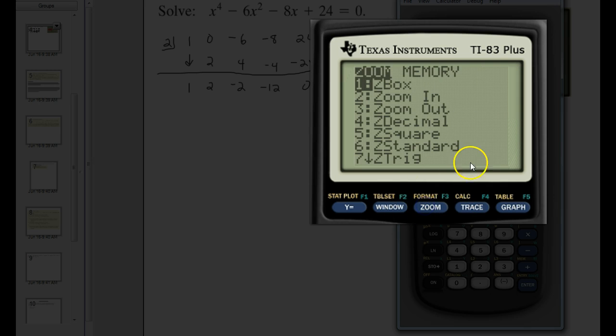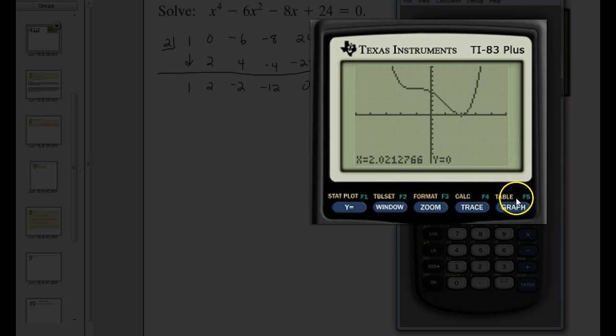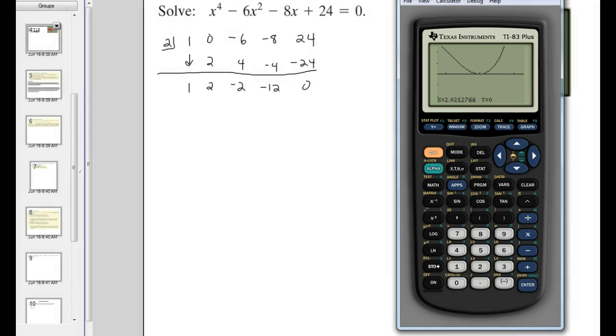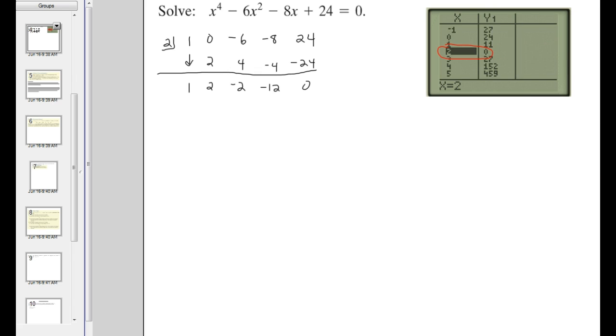If I zoom there, as many times as I want to zoom, I can get closer and closer and see that it just turns and touches. It doesn't cross and cross again. Because it turns and touches, this is even multiplicity. So that means that I'm going to be able to do synthetic division on this degree 3 polynomial.